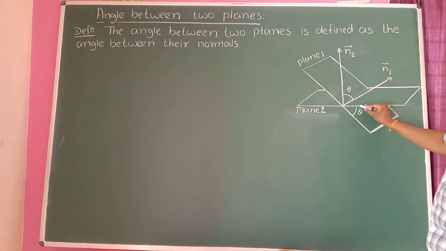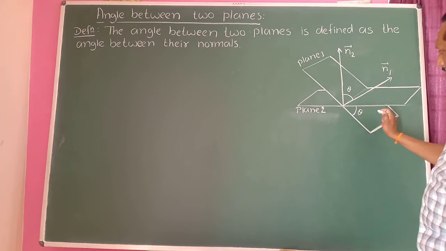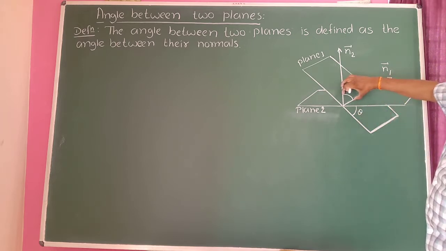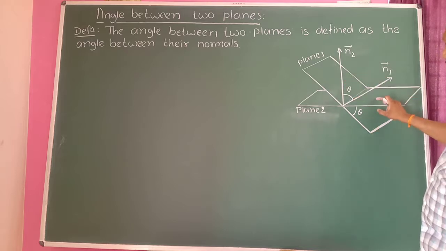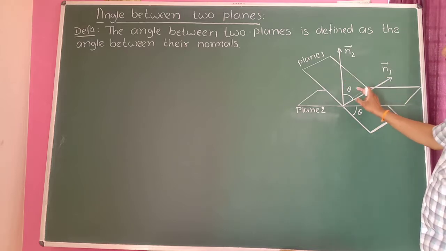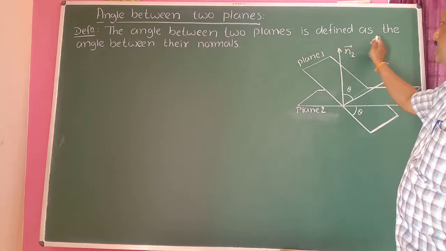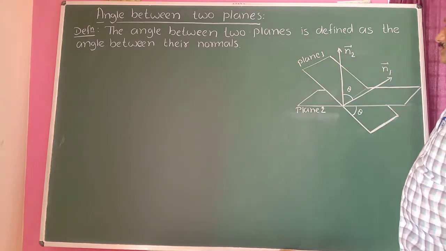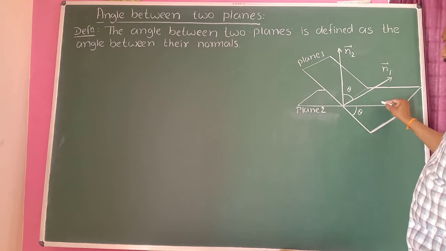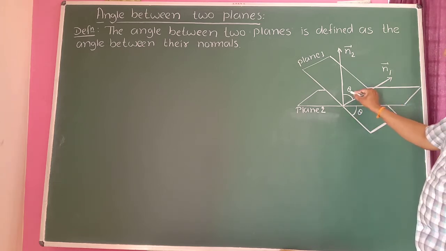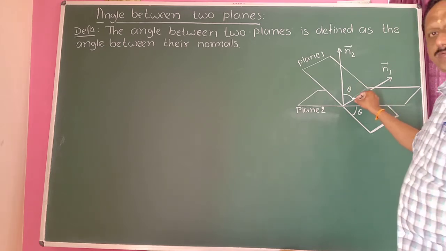So here the angle between the two planes is theta here. This angle is theta. Then this angle is also theta. Therefore, the angle between two planes is the same as the angle between two normals here. Angle between two planes is defined as the angle between their normals here. Okay, here these two are the planes. The angle between two planes is theta, and these are the normals here. The angle between the normals is also theta only. Okay.